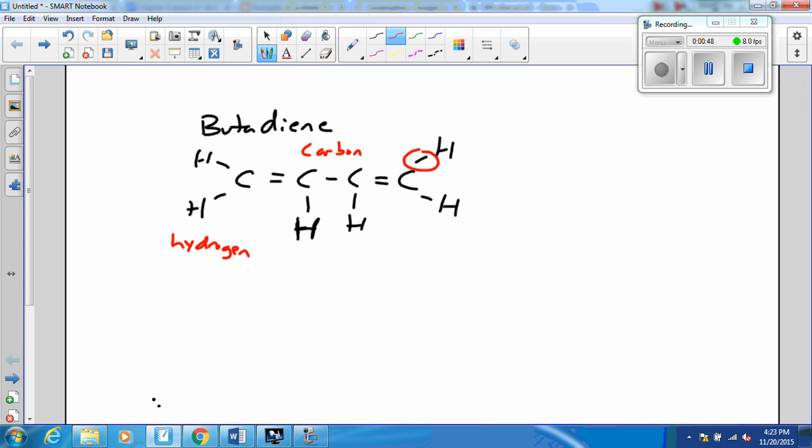And each one of these little sticks right here actually represents a bond, which is a pair of electrons that is shared between these two atoms. And if you have two sticks, then that would represent a double bond, which would be two pairs of electrons, so 4 electrons total, that would be shared between these atoms. And the sharing of electrons holds the atoms together, kind of like glue. So this is butadiene. And then you have styrene, and styrene is kind of funny.